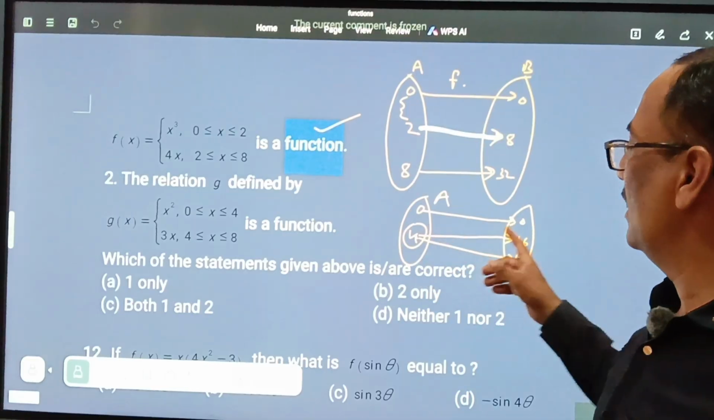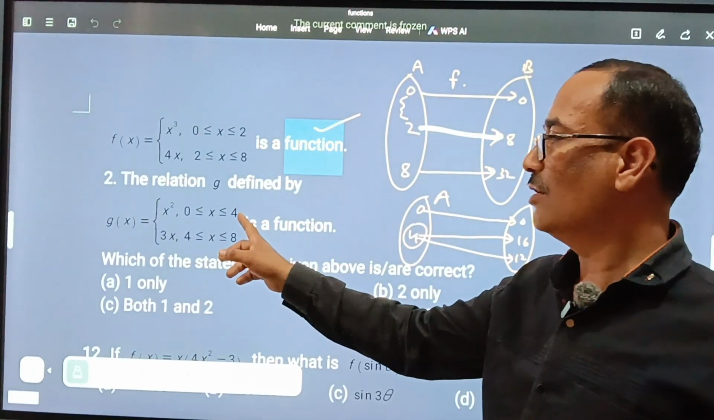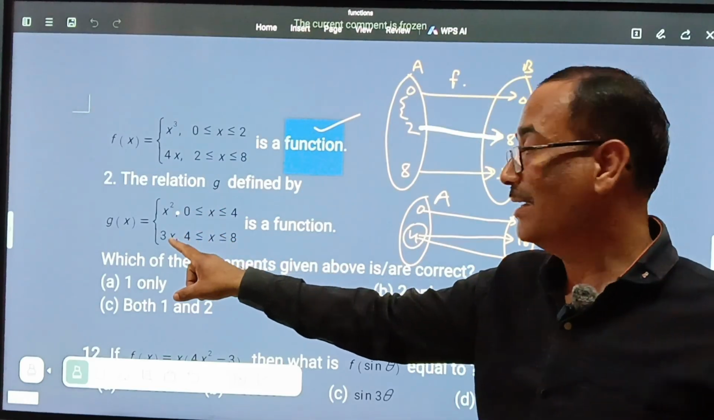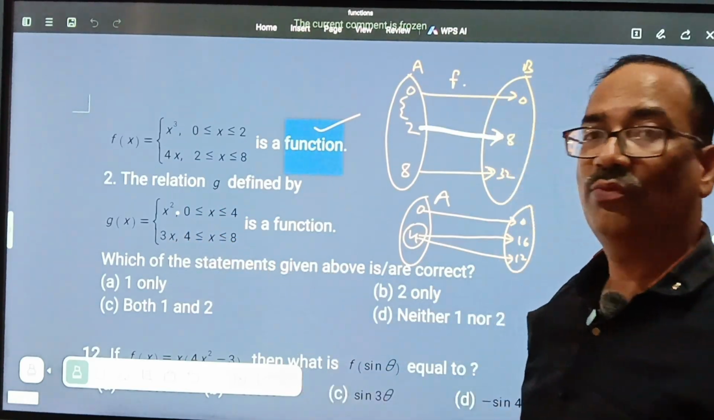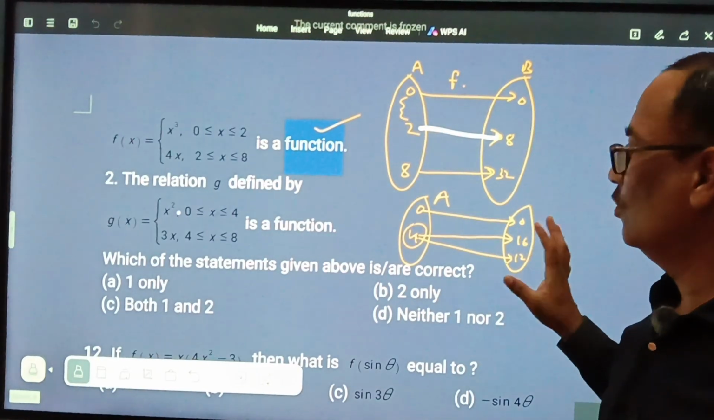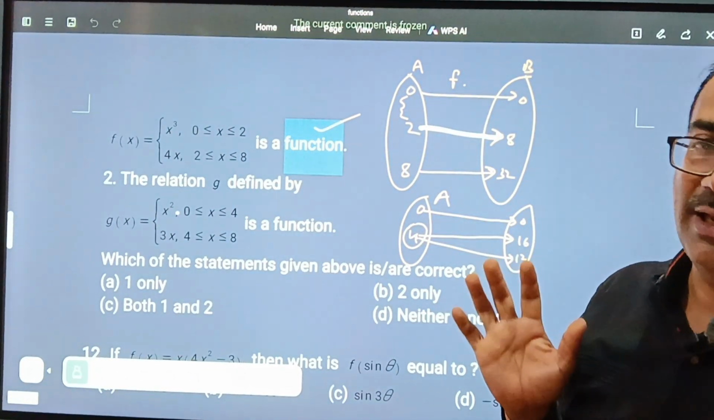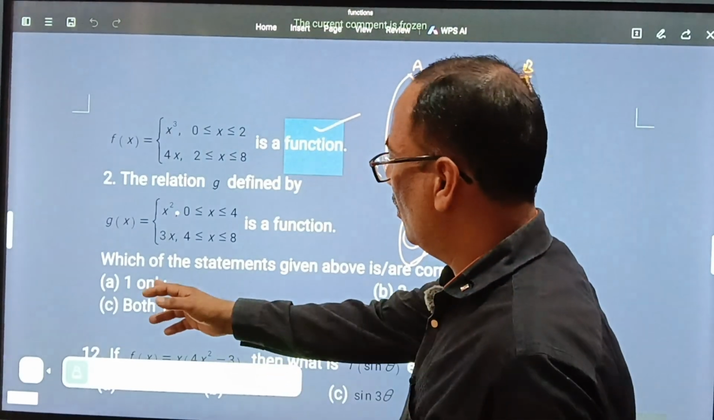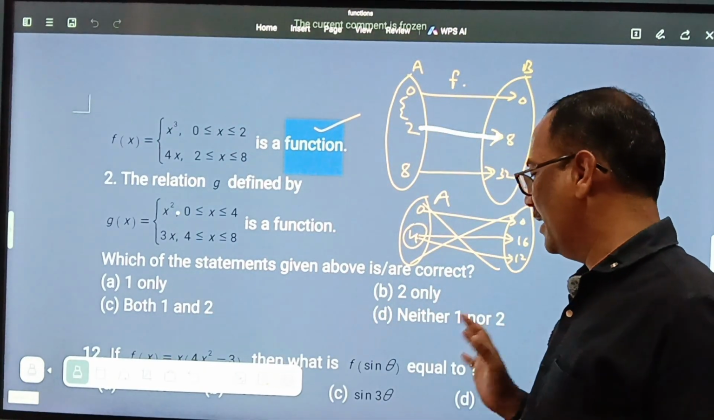Image of 4 is 16 as well as 12, because by the first definition its image is 16 and by the second definition its image is 4 times 3, that is 12. So this is a relation, not a function. So our answer is what? Only first, only second, both, or neither 1 nor 2.